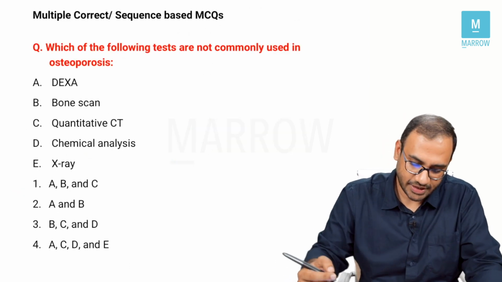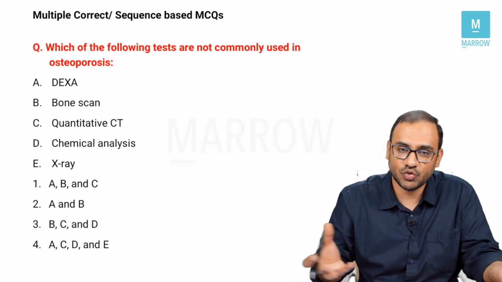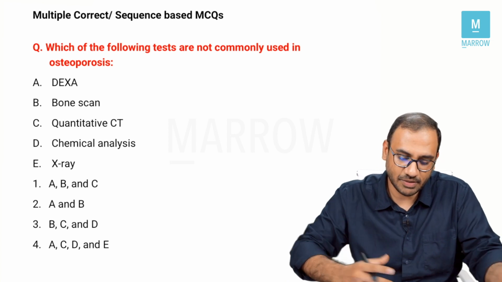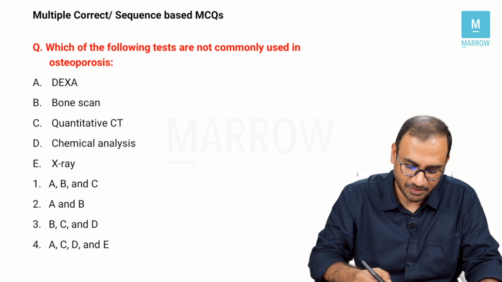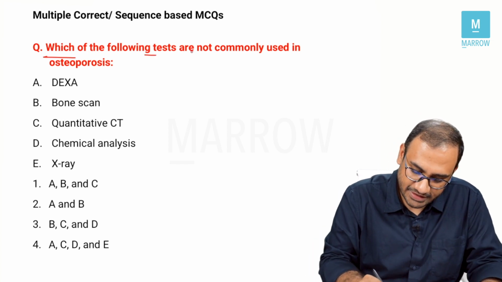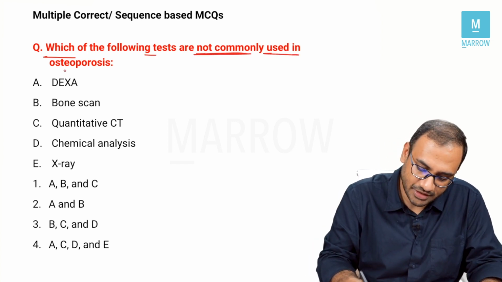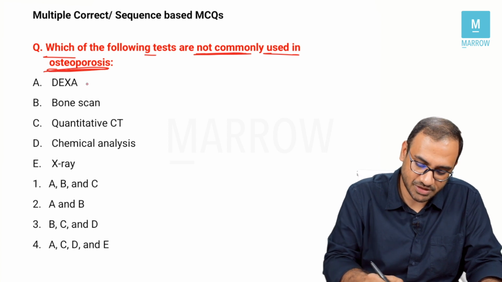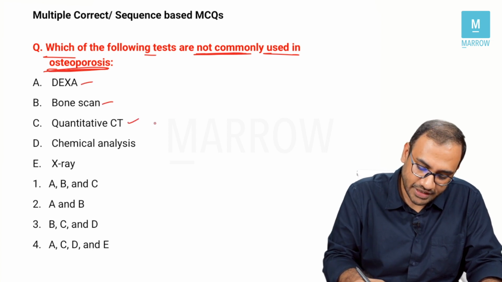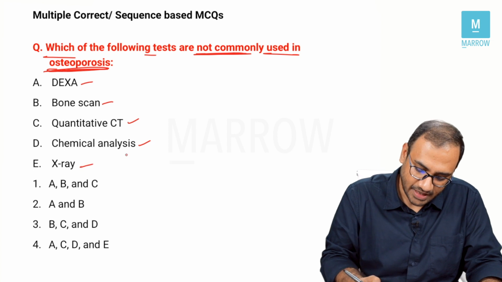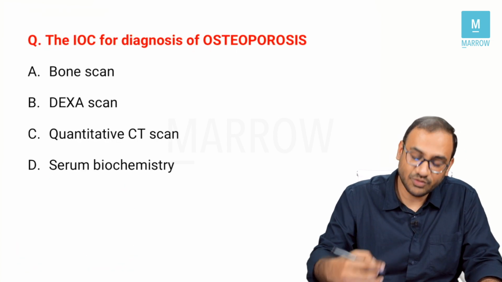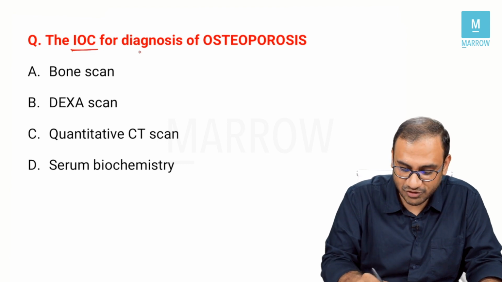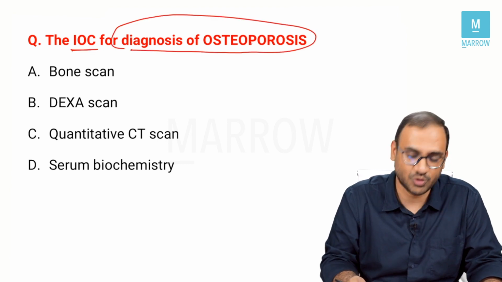Now let's look at this next question, and again students have given me two variations of this question. One is the multiple correct question, the other is single best answer wala. So we'll discuss both of them. Here is, which of the following tests are not commonly used in osteoporosis? Options are DEXA scan, bone scan, quantitative CT scan, chemical analysis, X-ray, and these are the options that you have to choose from. And the other version of this is the investigation of choice for diagnosis of osteoporosis.